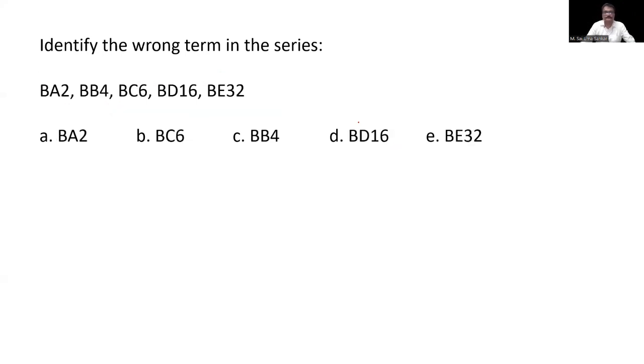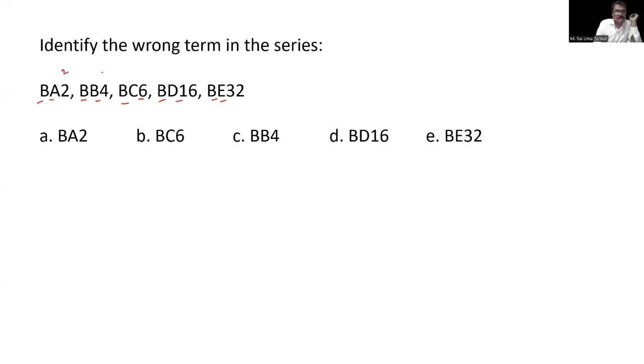Next one. BA2, BB4, BC6, BD16, BE32. Which of these is wrong? All start with B. A, B, C, D, E, that is also correct. 2, 4, 6, 16, 32. See, all the first letter B is satisfied. Next, A, B, C, D, E, that is satisfied. Now come to the number part.